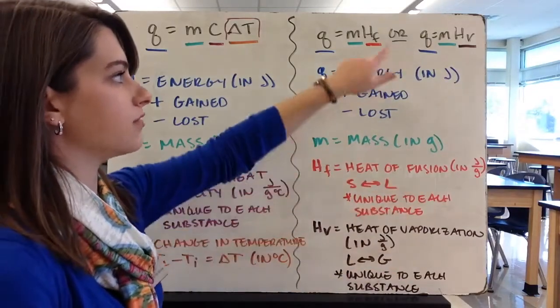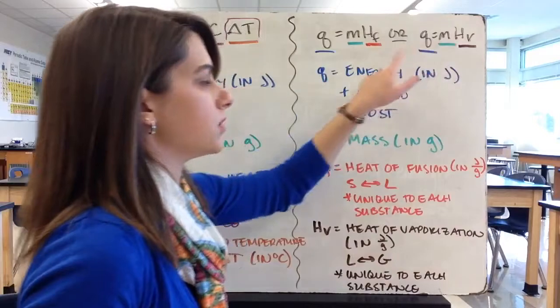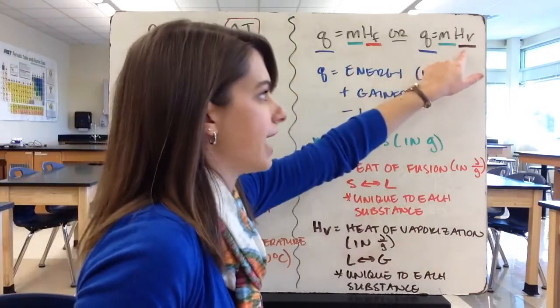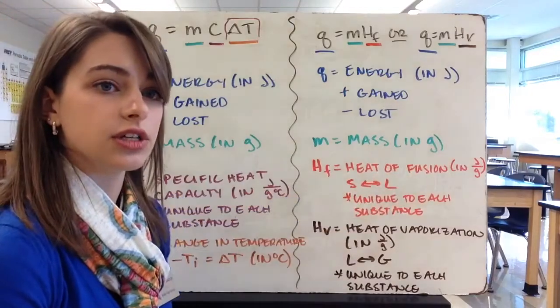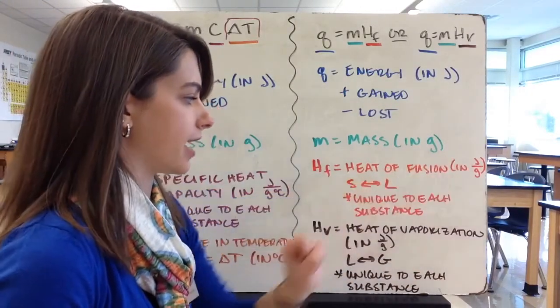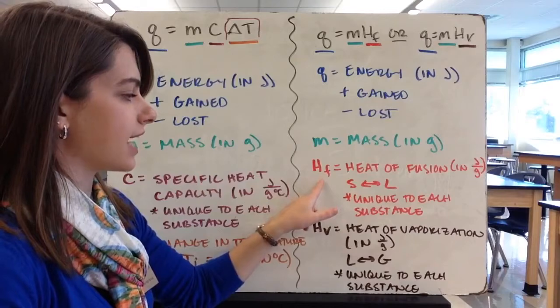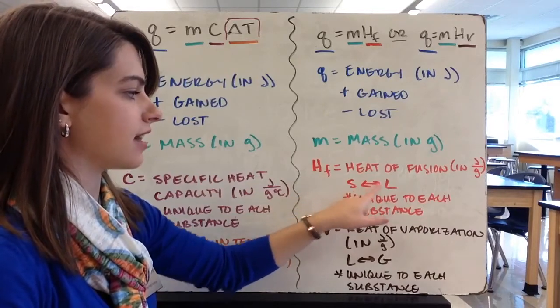And if you notice, we have two other variables. We have Hf and we have Hv. Hf is the heat of fusion. The units for that are joules per gram. And we're going to use that constant when we go between solid and liquid phases.